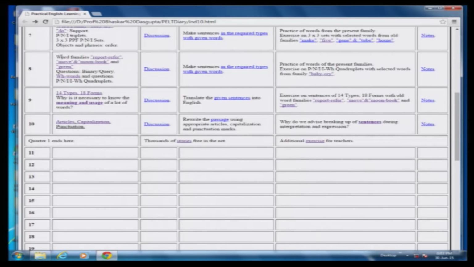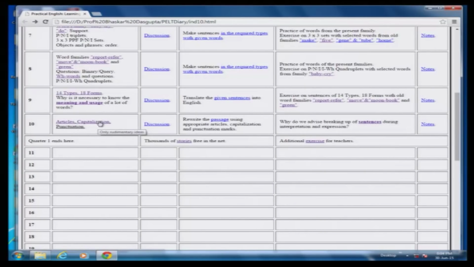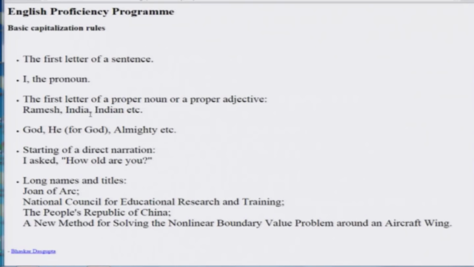Next issue is capitalization. Where do you put a capital letter? The rules are very few and very easy to remember. Still people make mistakes because of carelessness. So please be careful while using small letters and capital letters. First is that the first letter of every sentence will be a capital letter. Then I, the pronoun I, okay? That will always be in capital.